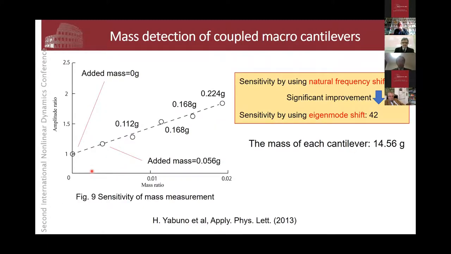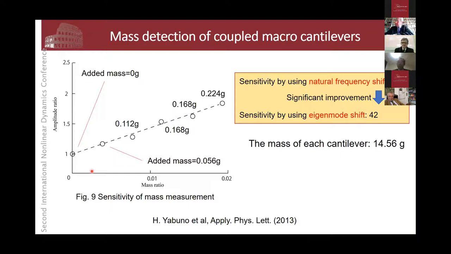Figure 9 shows the relationship between the change in the added mass and the eigenmode shift, where the ordinate indicates the amplitude ratio and the abscissa is the mass ratio. We can quantitatively clarify the relationship between the change in the added mass and the eigenmode shift. From the slope of the dashed line, the sensitivity can be estimated as 42 in this experimental system. Compared with the sensitivity using natural frequency shift, the sensitivity is significantly improved.